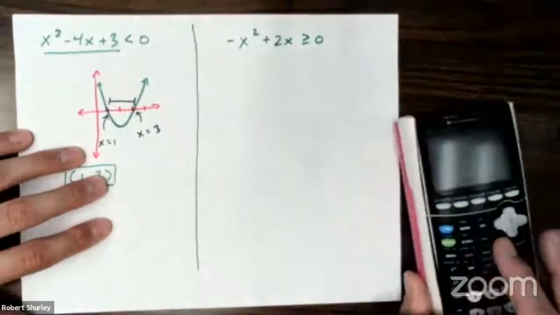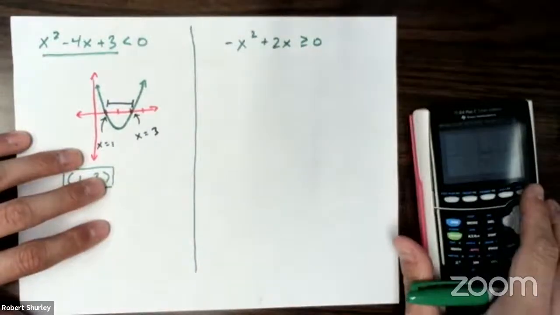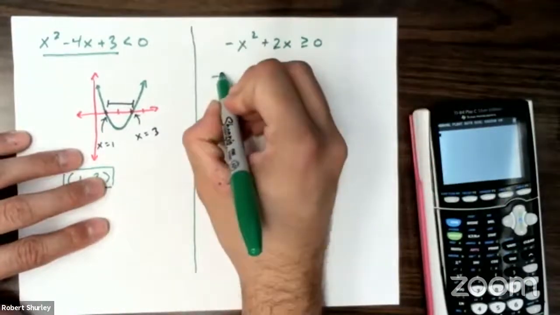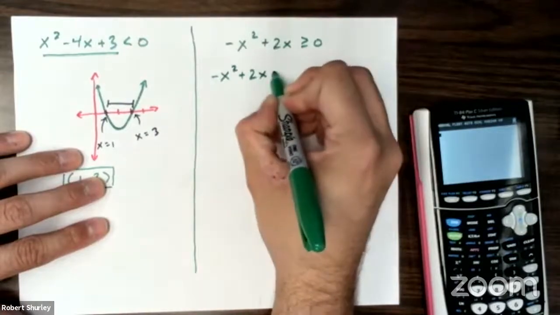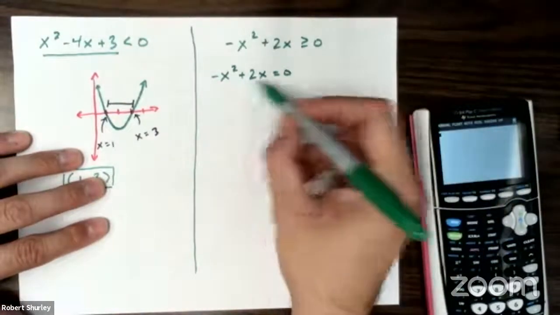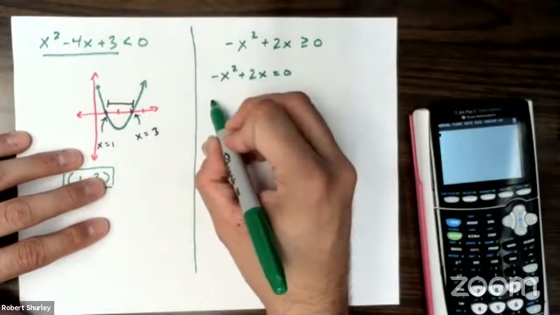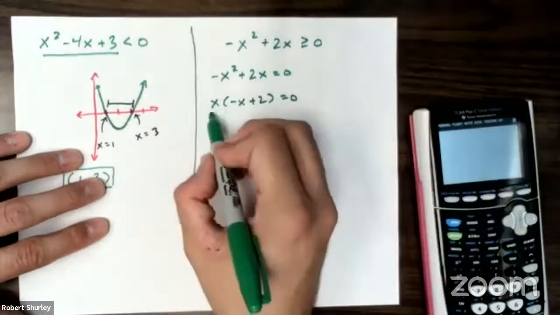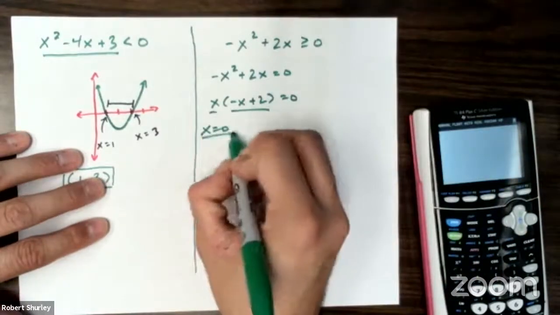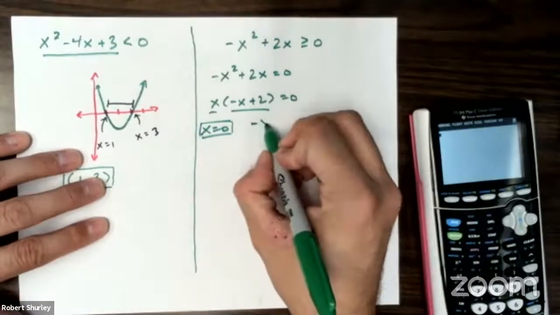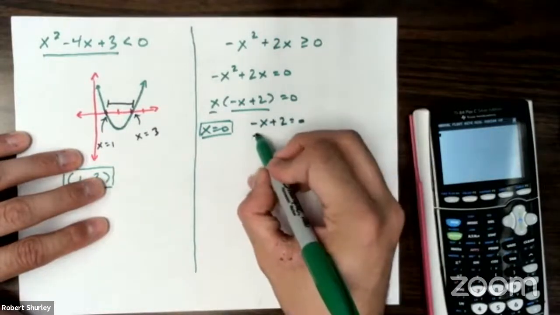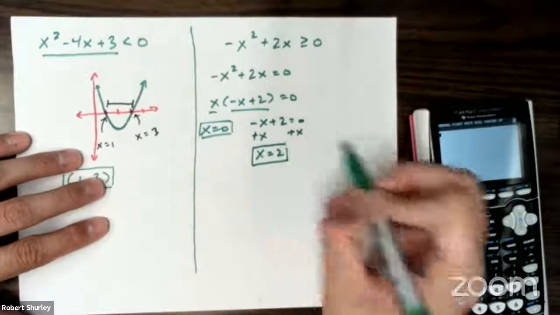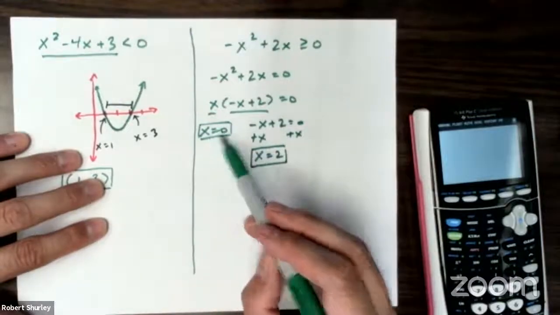I'm going to find the x-intercepts for this one. You can graph it if you want to check it. Maybe we'll do that too, just to see if we get the same thing. So I'm going to do like we did before. I'm going to set this equal to 0. If I want to find the x-intercepts, I've got to factor out the x here. I get x times negative x plus 2, right? Set each one of those equal to 0. So it looks like x equals 0 is going to be one of my zeros. Negative x plus 2 equals 0. Add the x to the other side. I wind up with x equals 2. So my two boundary points are 0 and 2.